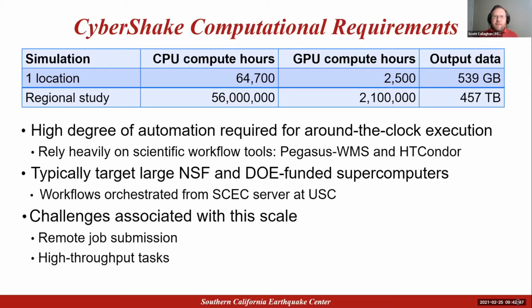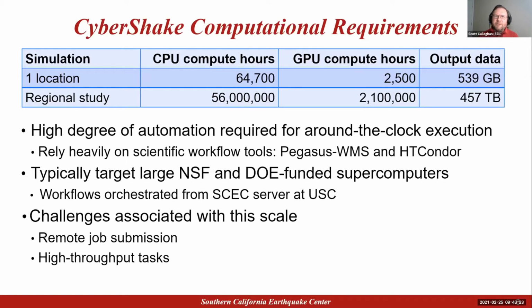And so in order to do that, we rely heavily on our scientific workflow tools. So for us, we use Pegasus, of course, with HTCondor as our execution engine. Because of our large computational requirements, we typically target large NSF and DOE-funded supercomputers. However, we are orchestrating our workflows, so we're coordinating their execution from a server that's located at USC. So one of the challenges we have then is how do you send jobs over the network to be able to get through all of these compute requirements in a reasonable period of time?